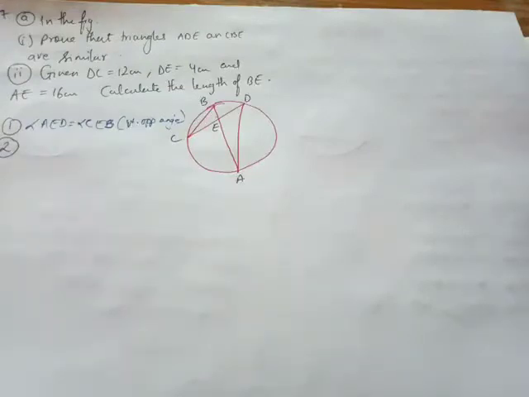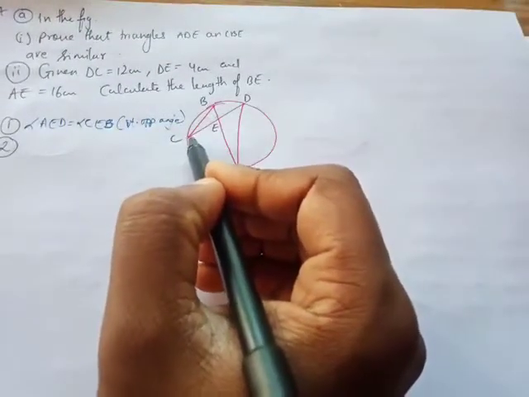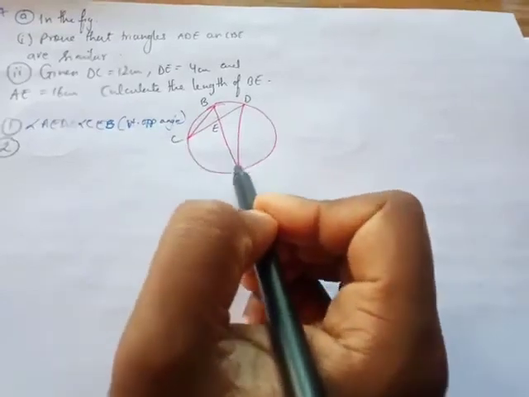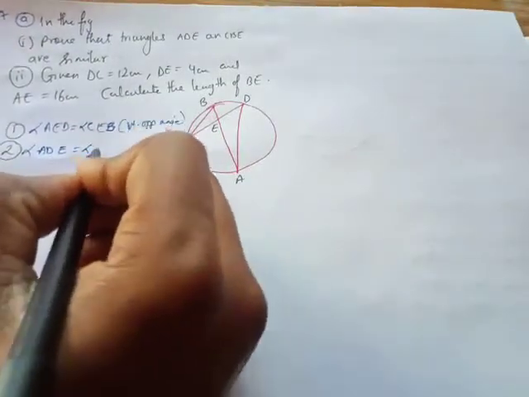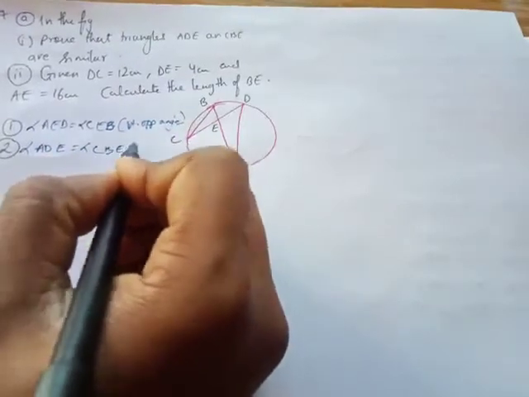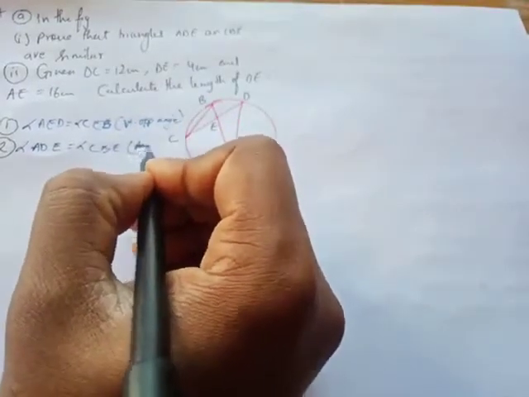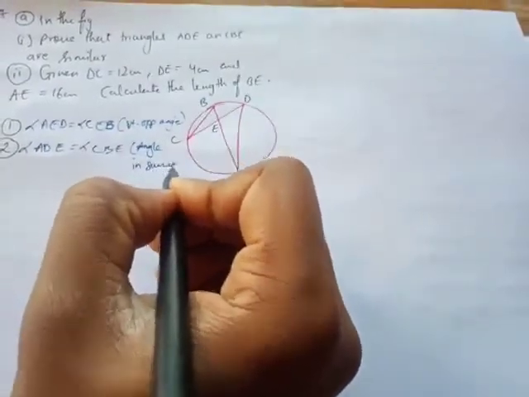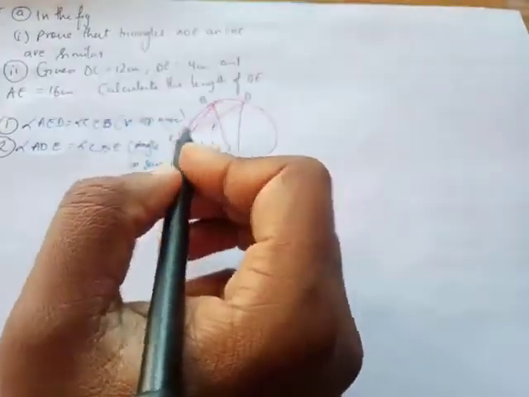Think about it. You guys have time. Okay, so second point is going to be that this angle is being made on the same arc, and this angle is also being made on the same arc. So what can I say? Angle ADE is equals to angle CBE, and the reason is they are being made on the same arc AC. Angle in the same segment, you can write angle in the same segment. Okay, if angles are in the same segment, they are equal. So both the angles are equal.